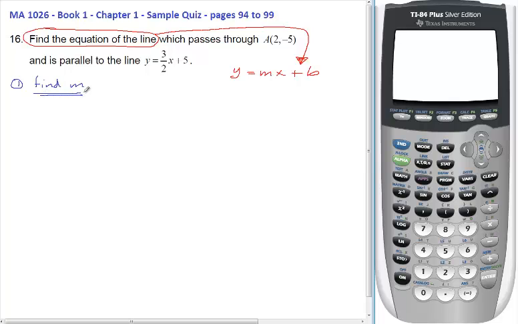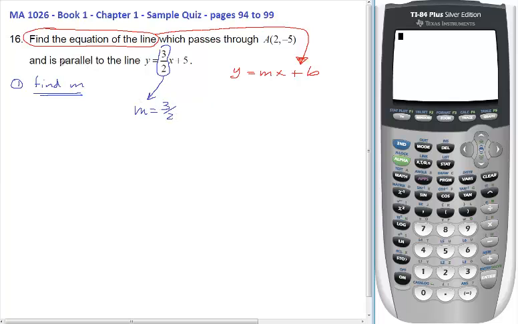Now read the question. What slope are we going to use? Well, we only have one ordered pair, so we can't find it there. But it does tell us in the next part that the line is parallel to this line. What do we know about parallel lines? Parallel lines have equal slopes. The slope of this line is already in y equals form, so you should be able to see the slope is 3 over 2.